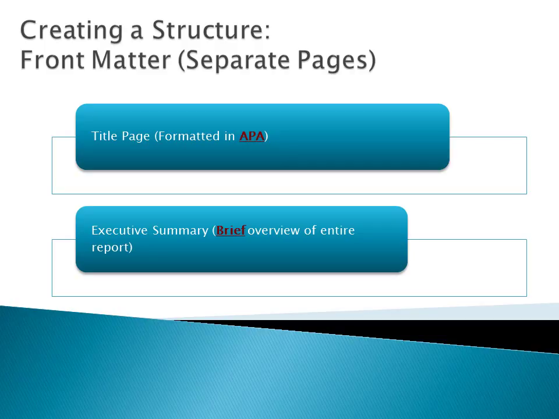Now, creating the structure. The front matter is just a fancy word for everything that comes before the actual report. So in our case, it's the title page, formatted in APA, because part of this course is professional writing to teach you how to write assignments in the upper level classes, including graduate school, if that's your choice. So title page comes first, then the executive summary.